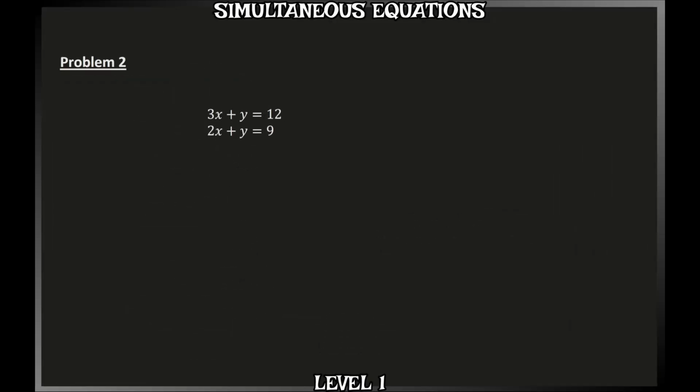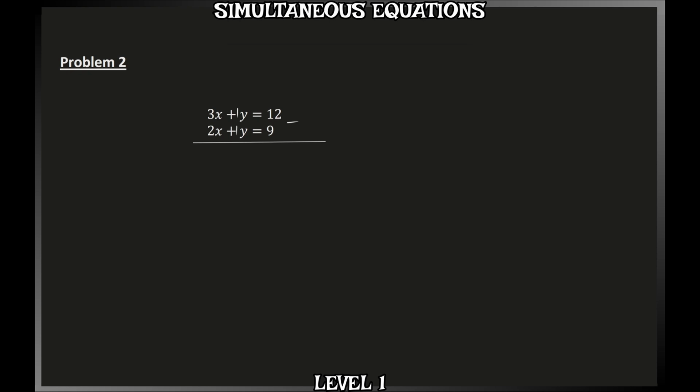In problem 2, we're solving 3x plus y equals 12 and 2x plus y equals 9. Now we'd like to eliminate either the x's or the y's here, and looking at the equations, we can see that we have different numbers of x's, but we have the same numbers of y's, because we have a 1y in the first equation and a 1y in the second. So to eliminate these, we can subtract them, because 1y minus 1y gives us 0.